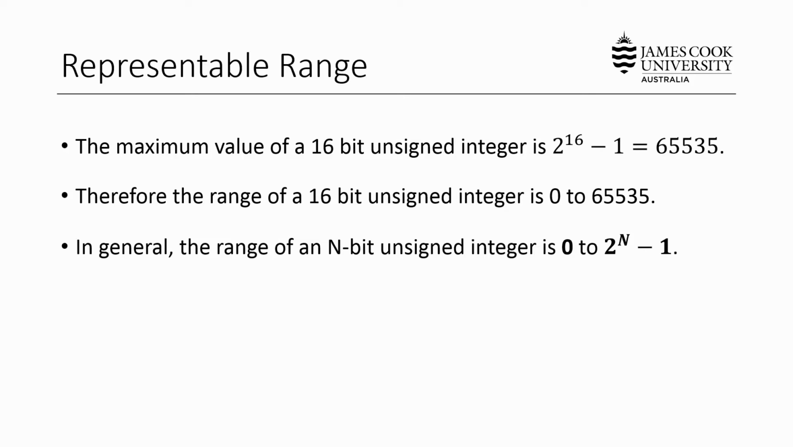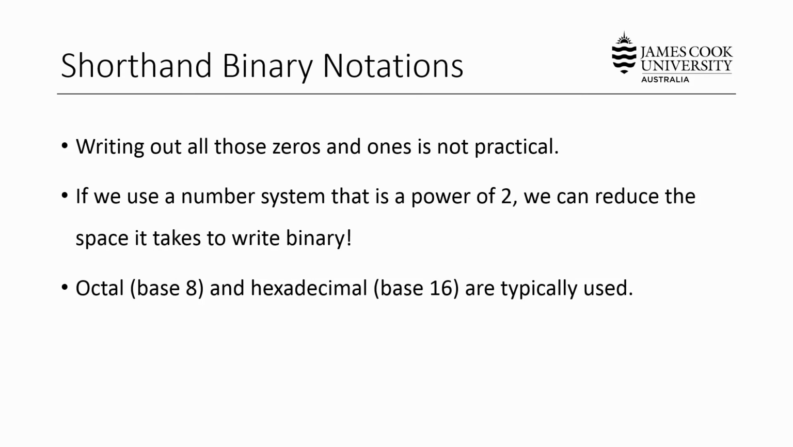So that value is 2 to the power of 16 minus 1. And that's equal to 65,535. This tells us that the range of a 16-bit unsigned integer can go from the value 0 up to the value 65,535. Outside of that, we cannot represent any number, okay? So in general, the range of an n-bit unsigned integer is from 0 to 2 to the power of n minus 1.